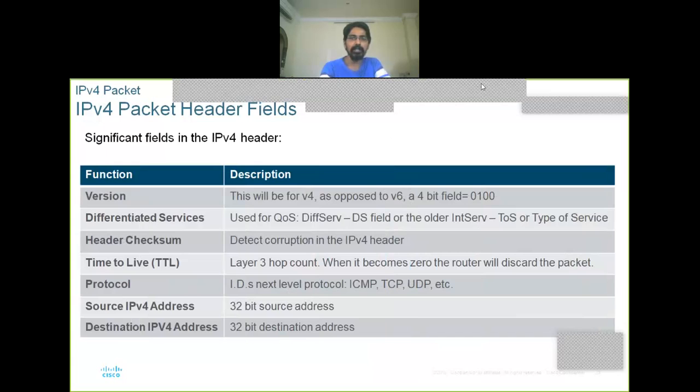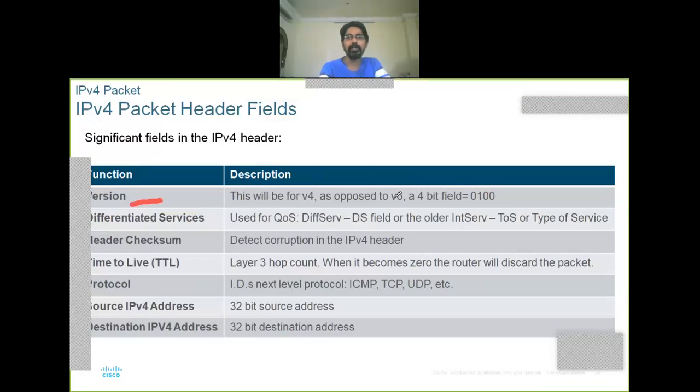The first one is version. Version is represented with 4 bits. For IPv4, we write it as 0100. Next, what is IPv6? 0110. Next, differentiated services, DS services. It contains differentiated services. Next, header checksum.